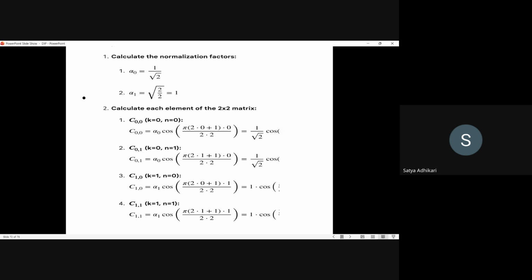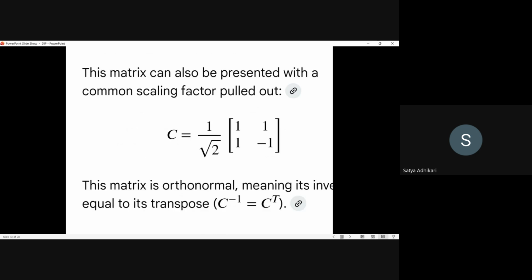Okay, so let us form a matrix by taking these values C00, C01, C10, C11. So C00 is the first element, 0th row and 0th column, that is first row and first column. C01, C10, C11, you see. So the matrix can also be presented with a common scaling factor pulled out. There is 1 by root 2, 1 by root 2, 1 by root 2, minus 1 by root 2. Taking 1 by root 2 outside of the matrix, it forms 1, 1, 1, minus 1.